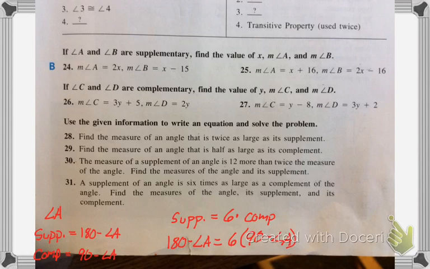The measure of angle A and the measure of angle B are supplements. So what does that mean? Angle A and angle B add to 180. So we're doing 24, right? I'll do it underneath it.